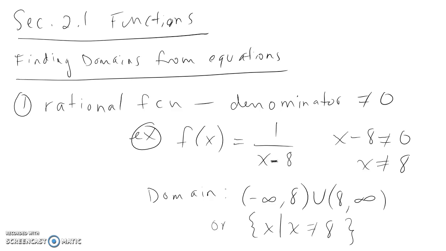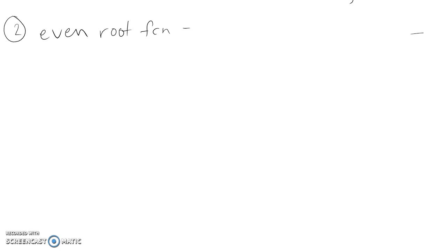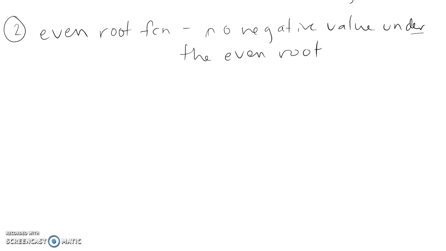Okay. The second type of function you have to be careful about when you're looking at its domain is a function that has an even root or radical. Let's call it an even root function. There can be no negative value under the even root, because we can't take an even root of a negative number.